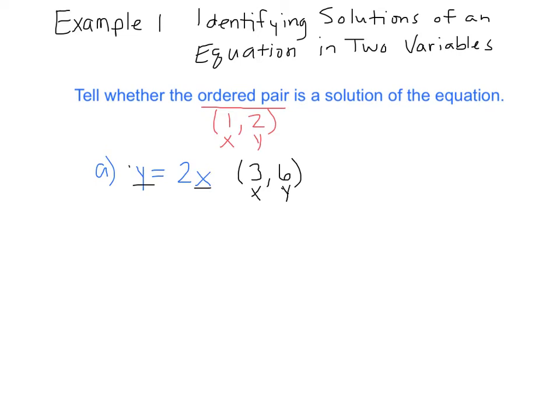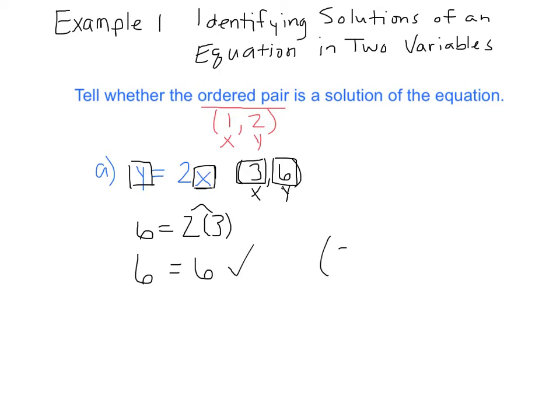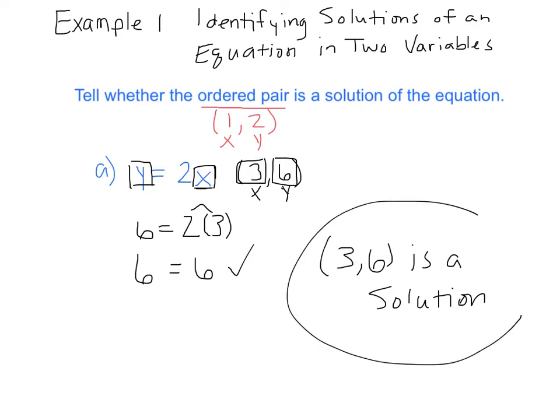So all you're doing is filling in which one is my x and my y. Here's my y over here. So I'm doing 6 equals, the 2 stays the same, times my x value, which over here tells us it's 3. So now we check that. 6 equals 2 times 3 is 6. So yes, the ordered pair 3, 6 is a solution. You'll see practice problems as you work.